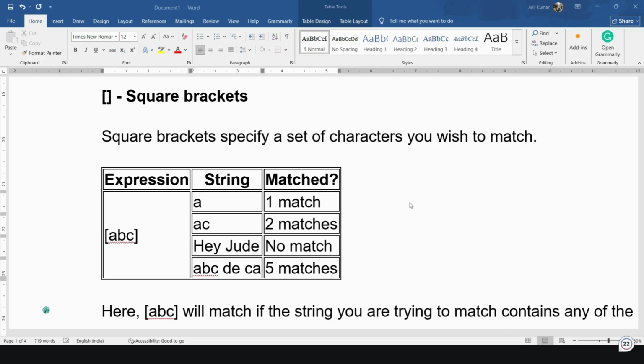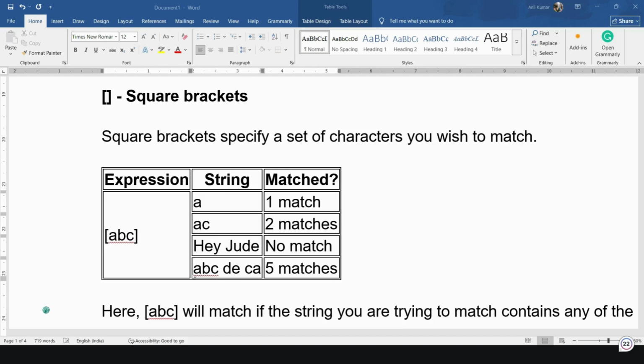So let's understand with a few examples. When I'm taking the help of the square brackets, let's say here we have kept the characters A, B, C. Now if I'm going to take A, there is one match found. If I'm taking some A and C, A is matching, the C is also matching, so there are 2 matches. But here if I'm writing some Hey Jude, you can see there is no A, there is no B, there is no C, hence no match has been found.